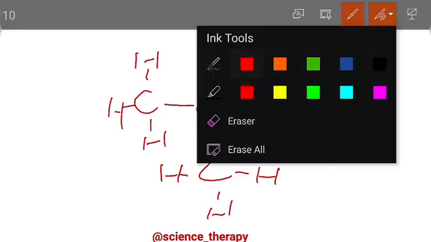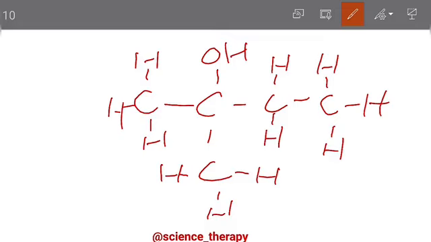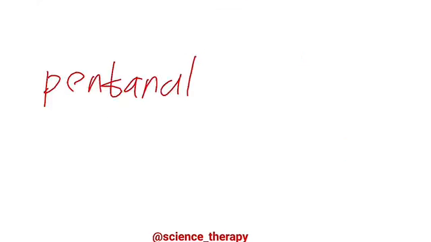So let's see how this is a tertiary alcohol. Let's see the carbon with the OH, the carbon with the hydroxyl group. We can see that it is bonded to 3 other carbons. So this is a tertiary alcohol. It still has 5 carbons, 1, 2, 3, 4, 5. So that's perfect.